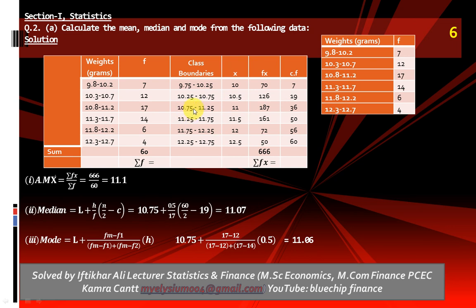So L will be the lower class boundary, 10.75, plus h, the difference of x values, which is 0.5. f is the frequency in front of the model class, 17, and n by 2 is simply 60 by 2, we already calculated, that is 30, minus C. So what is C? C is the cumulative frequency before the cumulative frequency of the model class, so that is 19. So after solving this, median will be 11.07.